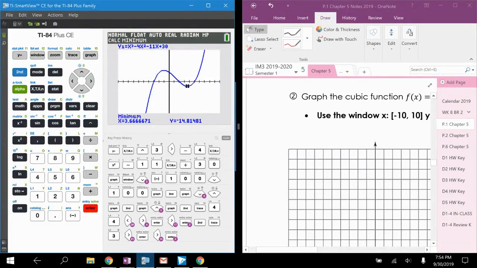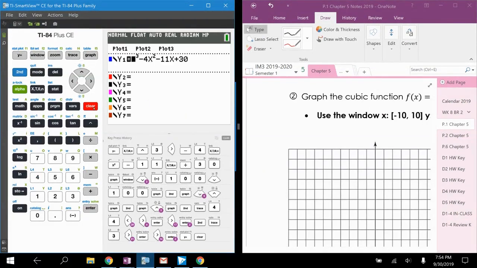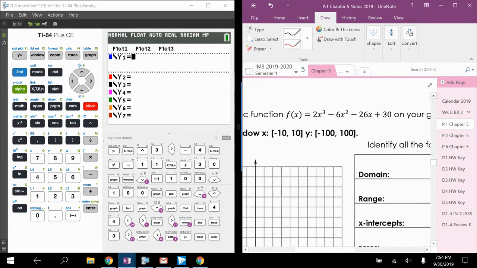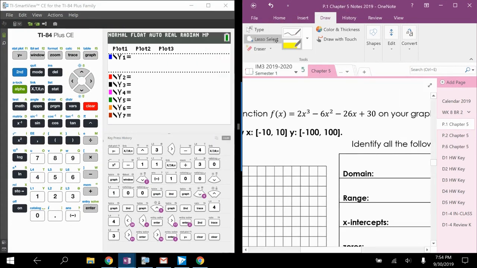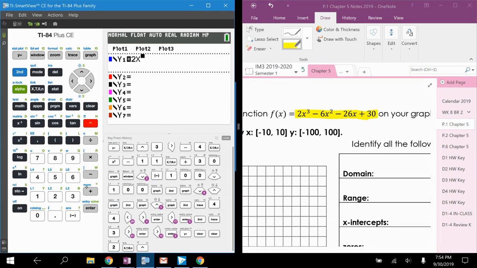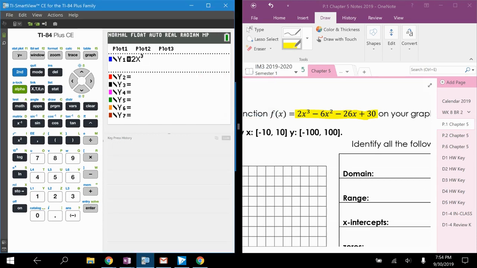All right, so go to y equals, clear it out, and we are going to graph this new one on the second page, this guy. So let's go ahead and graph it: 2x to the power of 3, or 2x cubed, go to the right. Let me clear this out so that you can see it more. So 2x to the power of 3 minus 6x squared minus 26x plus 30.